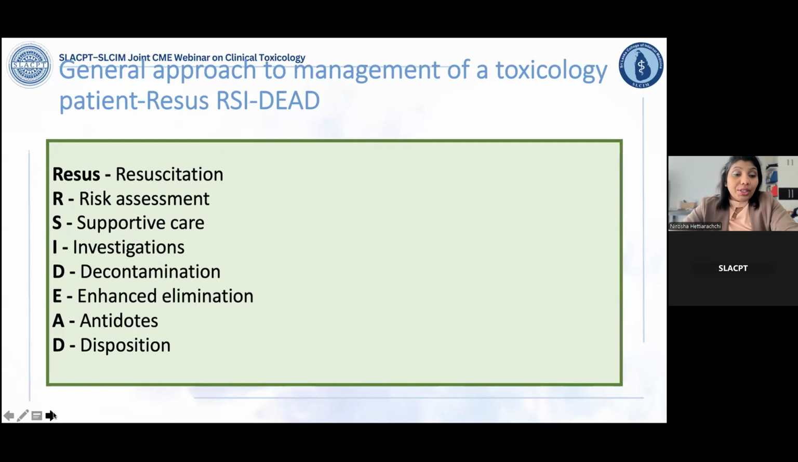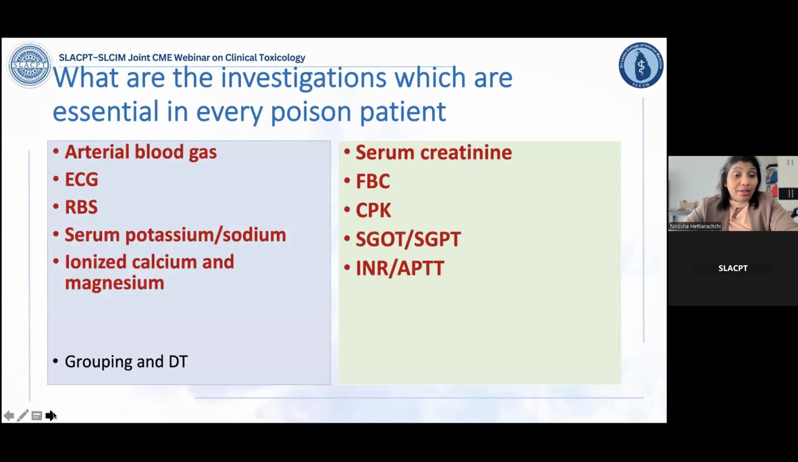So after checking all these things, you come to an understanding of the risk the patient is having, and then try to put the patient on supportive or symptomatic care, which might consist of IV fluids, antiemetics, and sometimes inotropes. And then you try to do the investigations, which will be essential.